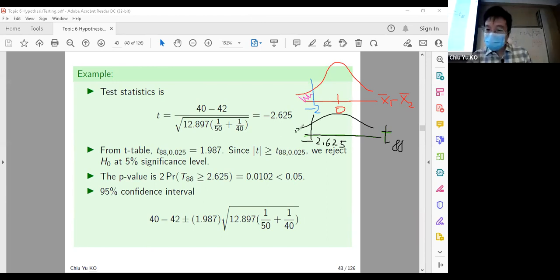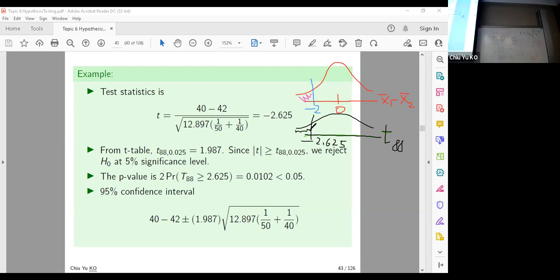I hope I do not need to go to Excel. You can calculate this area multiplied by 2. It is 0.012, so 1.2%. So you reject at 5%, but you can't reject at 1%, because it's 0.012. You can reject at 5%, reject at 10%, but you can't reject at 1%. Alternatively, you can use the critical value, which is 1.987. Again, this value is way beyond that, so you also reject.